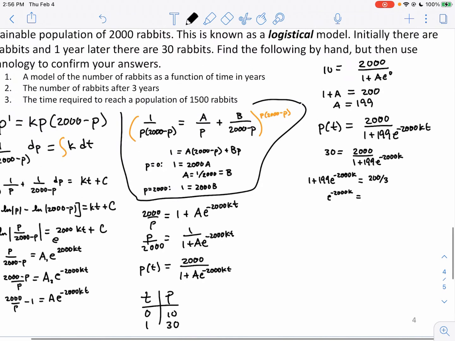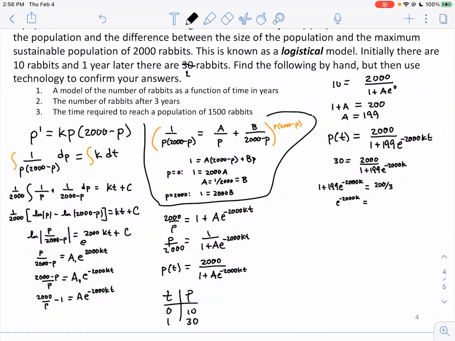In fact, why don't I just make that call right now? I'm going to change your official notes so that this says 40 rabbits, just to make the numbers a little bit easier here.